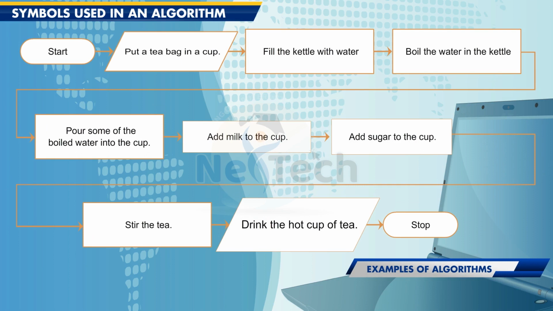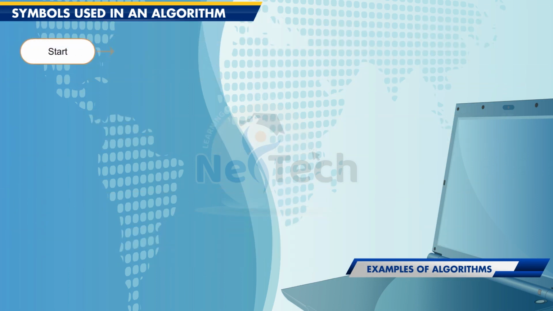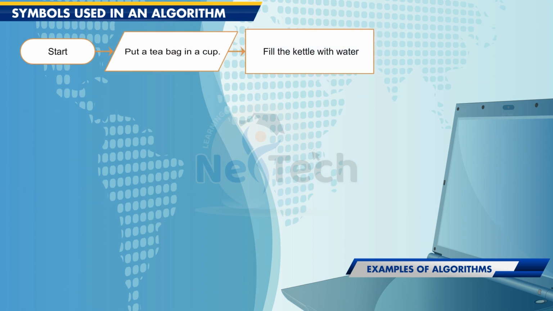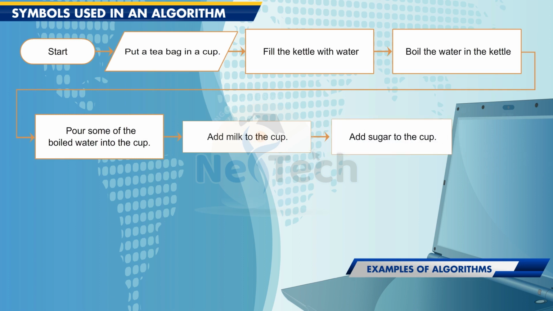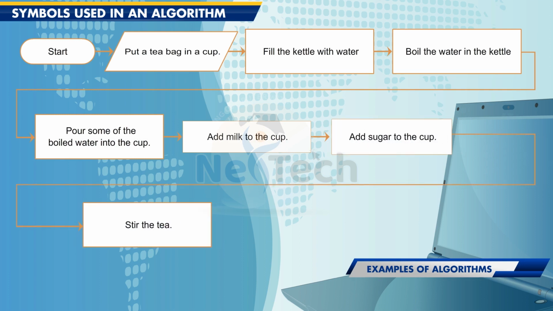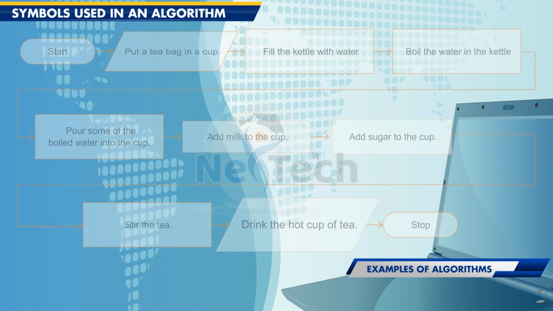Write an algorithm to prepare a cup of tea. Step 1. Put a tea bag in a cup. Step 2. Fill the kettle with water. Step 3. Boil the water in the kettle. Step 4. Pour some of the boiled water into the cup. Step 5. Add milk to the cup. Step 6. Add sugar to the cup. Step 7. Stir the tea. Step 8. Drink the hot cup of tea.